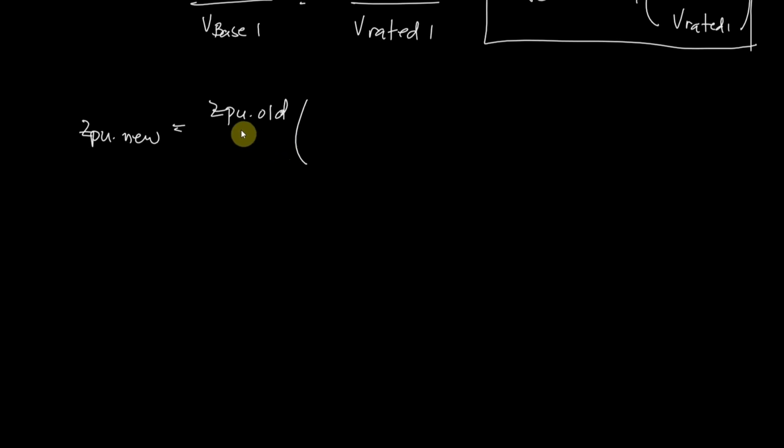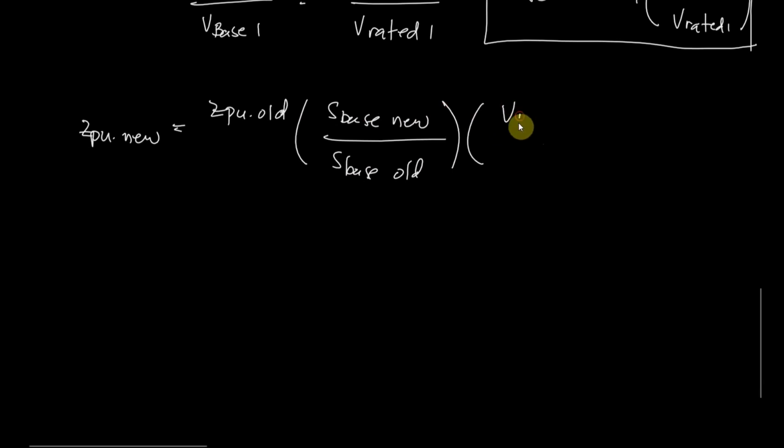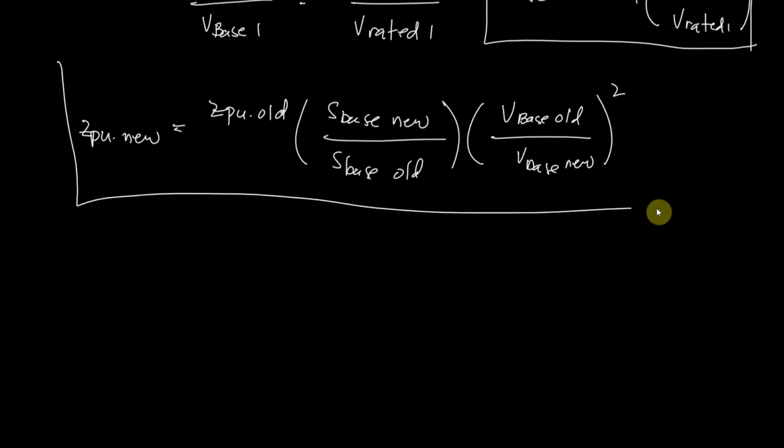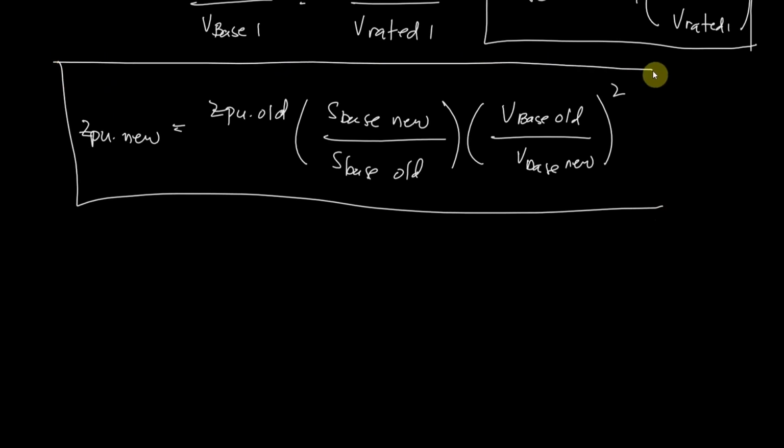So, ang magiging ano natin is Z per unit old times S base new, ibig sabihin, new base, divided by S base old, or yung old base, times yung V base old divided by V base new quantity squared. Okay? So, yan yung ating formula para ma-convert natin yung ating per unit impedance from one base to another base. So, yan yung ating equation 7.